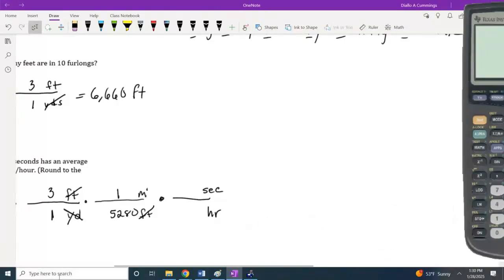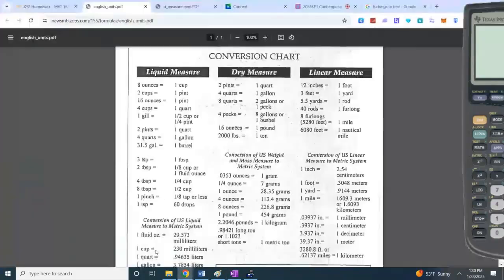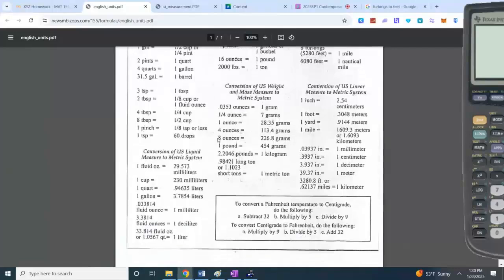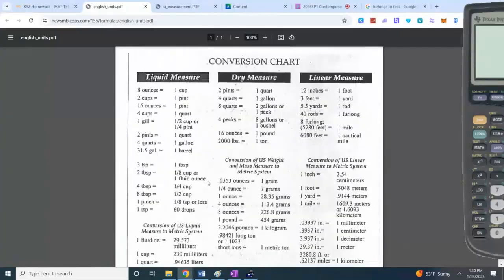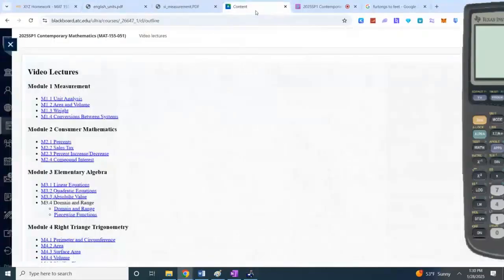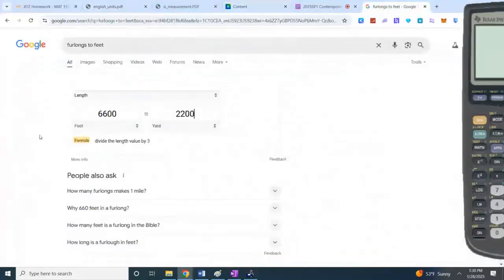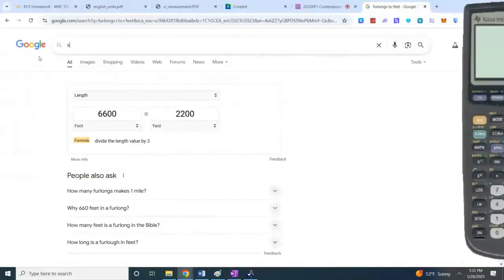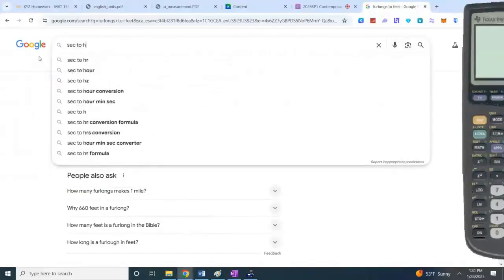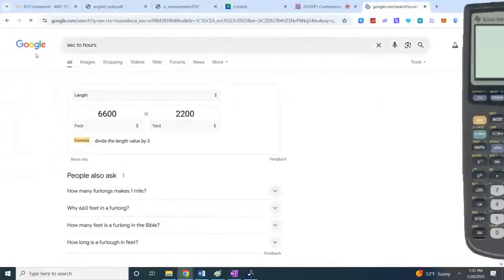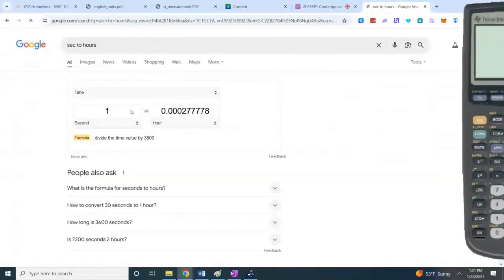So what is our conversion? So if I go back to the chart, seconds to hours, right? Is that on here? Or how many seconds in an hour? Yeah, 3,600. 3,600, right? So just to verify that, I'm going to go here, and I'm going to put seconds to hours conversion.